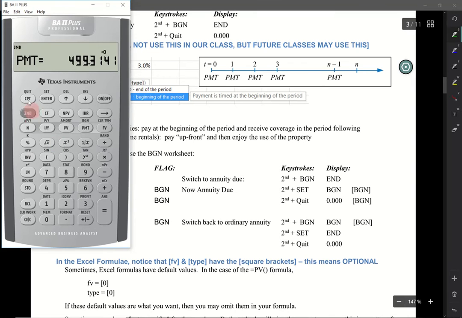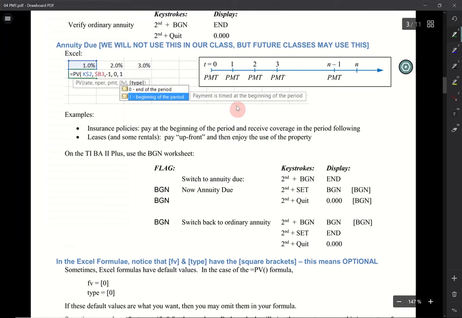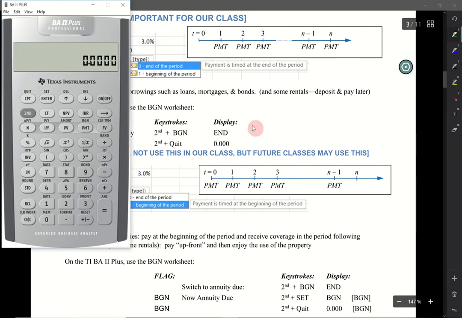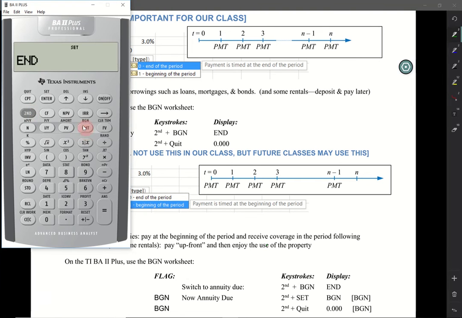So let's go back to our normal mode. Where would you expect the BGN flag to be? Right above the annuity, right? Because it relates to whether the annuity payment is at the end of the period or at the beginning of the period. So why not put it right above the annuity? If you go to second BGN, you can see that it's at the end. And right above enter, there's set. So we do second set. And now you can see it's BGN.